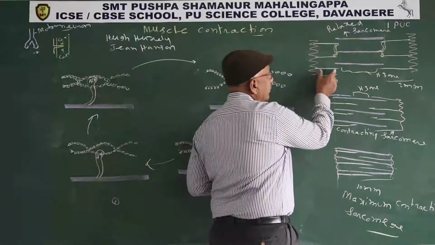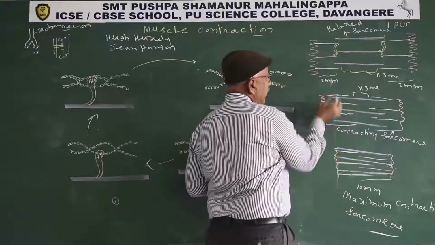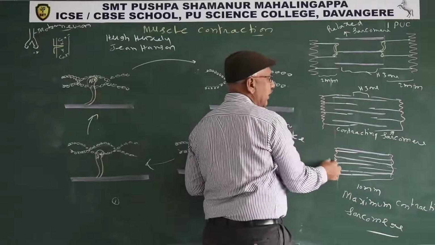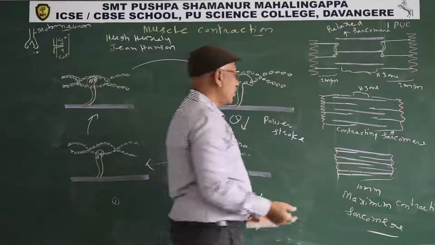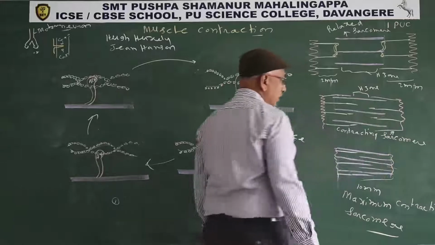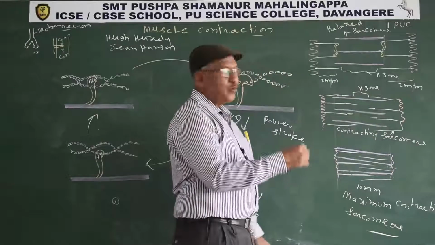Observe, relaxed sarcomere. It is the half of the I band. Here it is the other half. So the I band decreases. Finally, in the maximum contracted sarcomere: Z layer, A band, Z layer. That means the I band and H zone decrease.